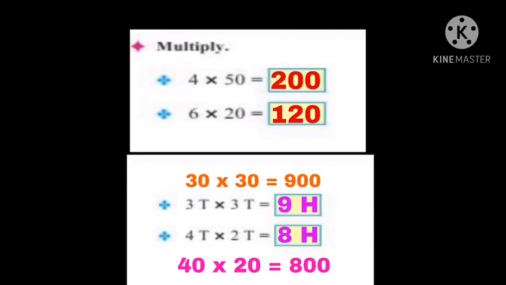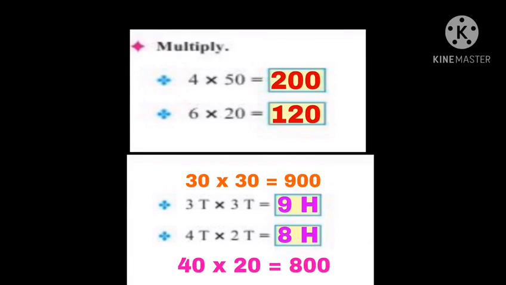The first question is 4 multiplied by 50. What answer have we got over here? 20. 4 5s are 20, and the 0 which is there you have to add, and you get the answer as 200. So 4 multiplied by 50 is 200. Then 6 multiplied by 20. 6 2s are 12, and the 0 we have to add after the 12 and we get the answer as 120.